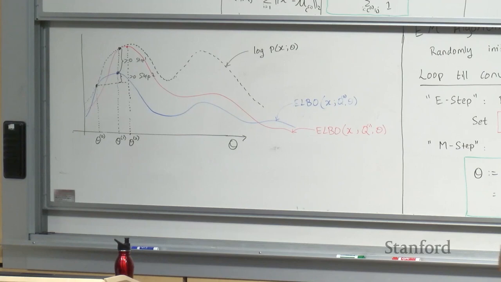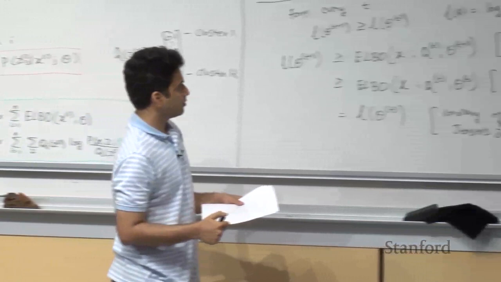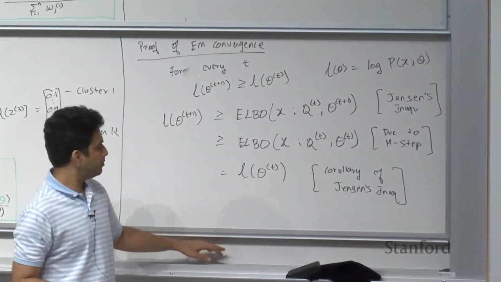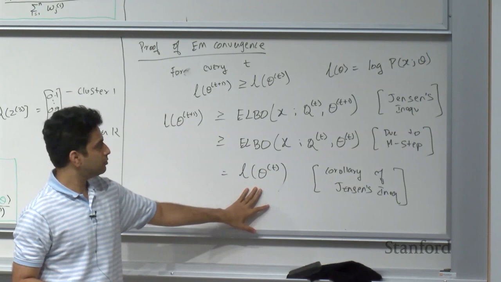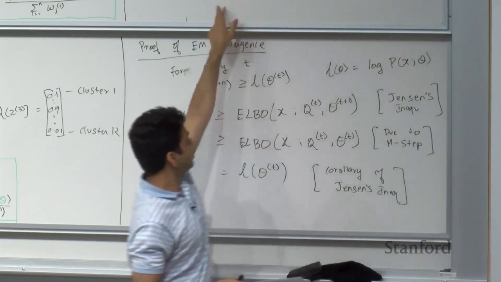Yes, question? Won't L theta of t be the same thing as the previous step, except it should be q t minus 1? So the question is, should this be q t minus 1? I'm saying L theta of t will be the ELBO of x, q t minus 1, theta t. So L theta of t will be equal to the ELBO where q is evaluated at the posterior of theta. Right? Yes, so that is theta t.